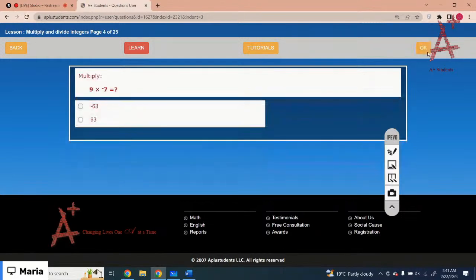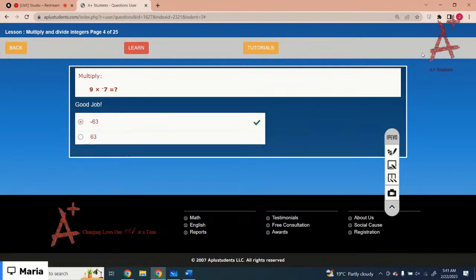Okay, the next one is 9 times negative 7. So which is the correct option? If one of the numbers is negative, so the answer must be negative. Negative 7 times 9 is, very good, negative 63. So it would be negative 63.